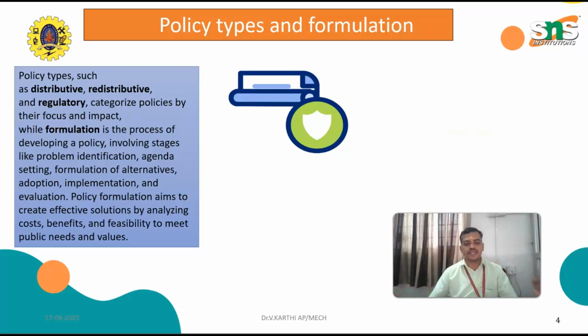Policy types such as distributive, redistributive, and regulatory categorize policy by their focus and impact, while formulation is the process of developing the policy, involving stages like problem identification, agenda setting, formulation, alternative adoption, and evaluation. Policy formulation aims to create an effective solution by analyzing the cost, benefit, and feasibility to meet customers' value.